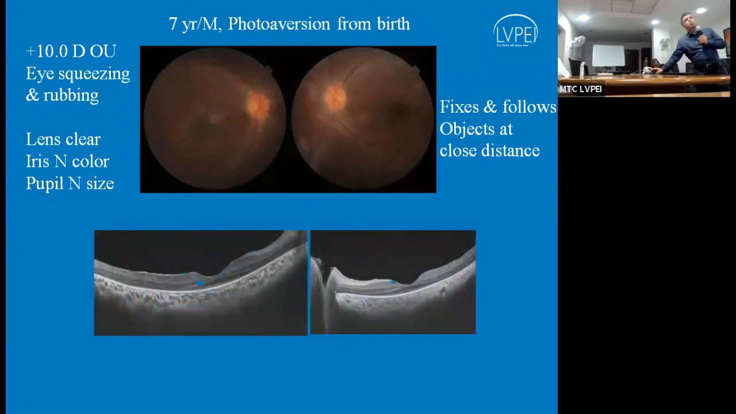Of course, if we do OCT, we can see that the photoreceptor layer is intact at the central macula, but they are lost at the periphery. Now, as per the objective finding, this should be a case like juvenile RP, but the symptoms are like cone dystrophy. Now, which test can give us a final conclusion?